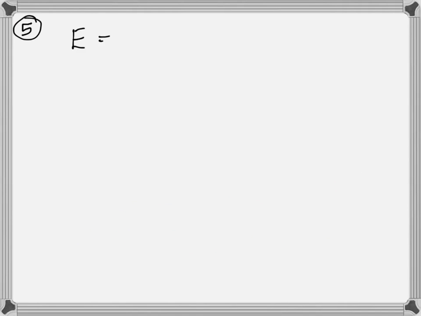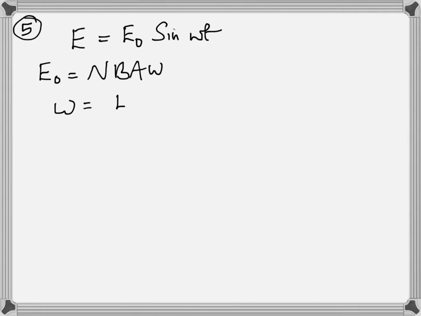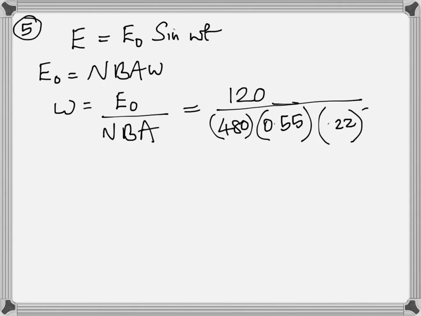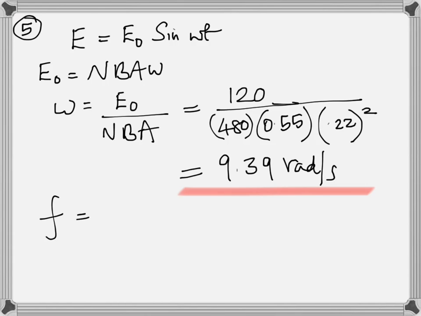In the fifth question, it's a direct question because you're given the peak output, and the peak is NBA omega, rearranged to make omega the subject, and that you get in radians per second, but if you want it in rotations per second, you divide it by 2 pi.